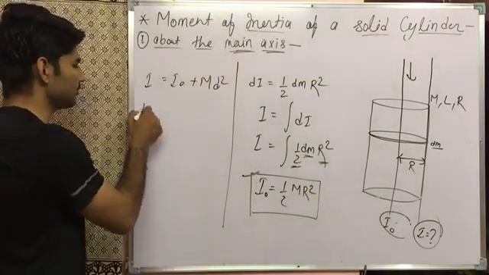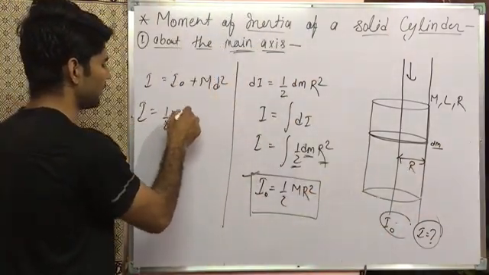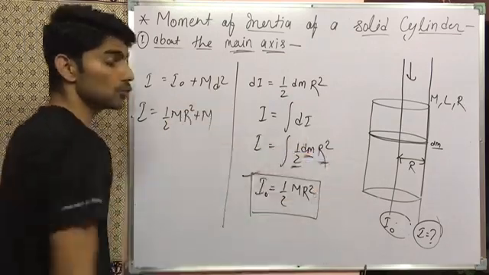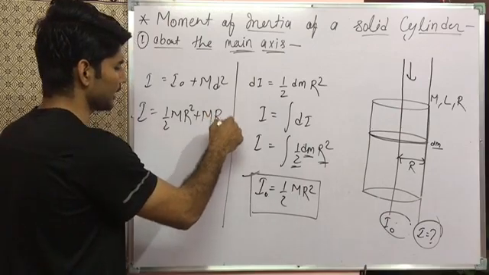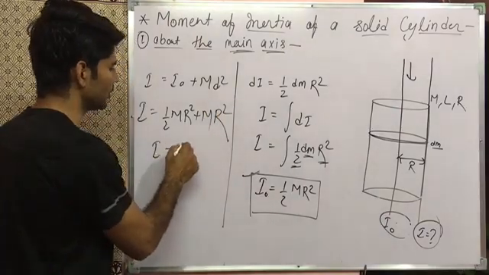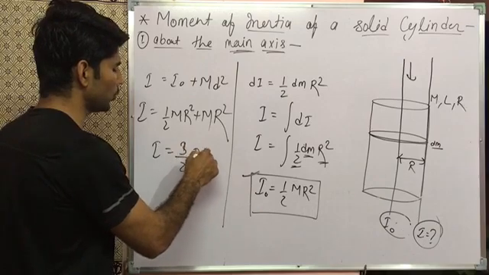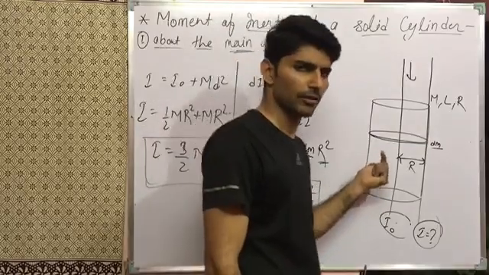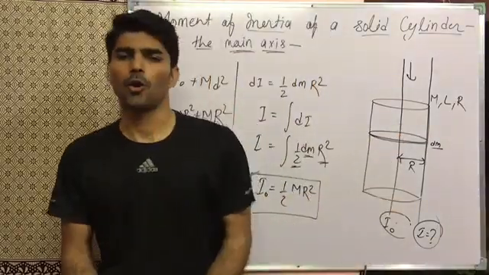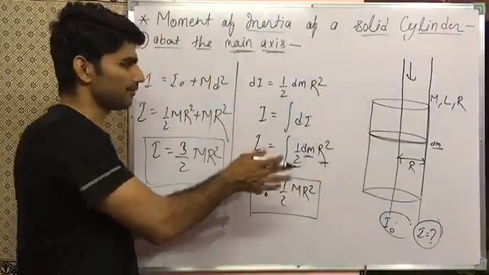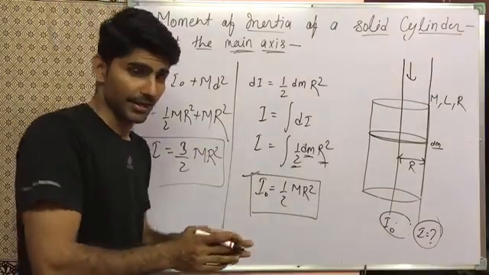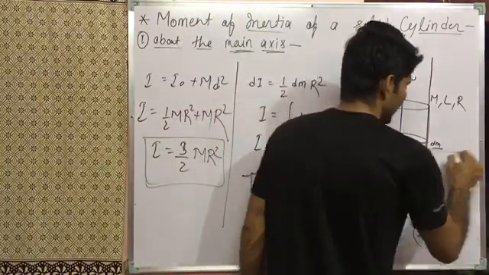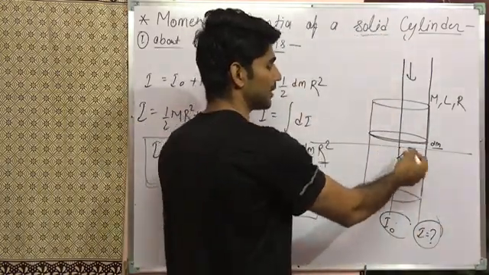So it is very simple. I is I naught, half M r square, plus capital M, the mass of the cylinder, and the distance between the two parallel axes is R, so R square. I solve it, and this will be 3 by 2 M r square. So this is the moment of inertia about an axis perpendicular to the cross section and along the tangent. So in the first case I took two cases, and in the second case we will determine the moment of inertia along an axis perpendicular to the length and passing through its center.